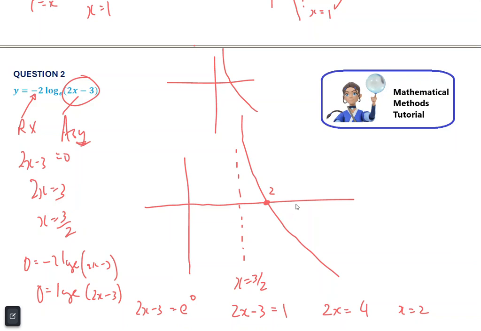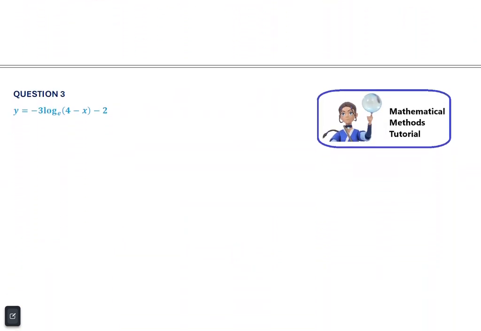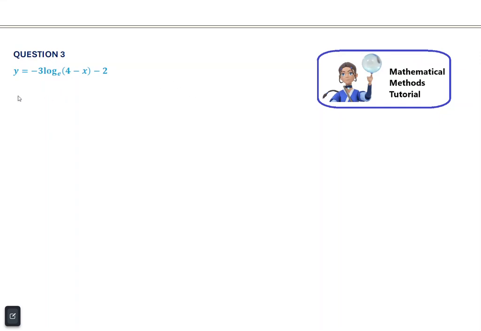I'd like to find another point. I might choose 3, and y of 3 will equal negative 2 log base e of 6 minus 3, or 3. So 3 and negative 2 log base e of 3. And there's my graph. I've got my asymptote, I've got my y-axis, I've got my x-axis, and I have 2 points labelled. Looking at question number 3, I can say I have a reflection over the x and I have a reflection over the y.